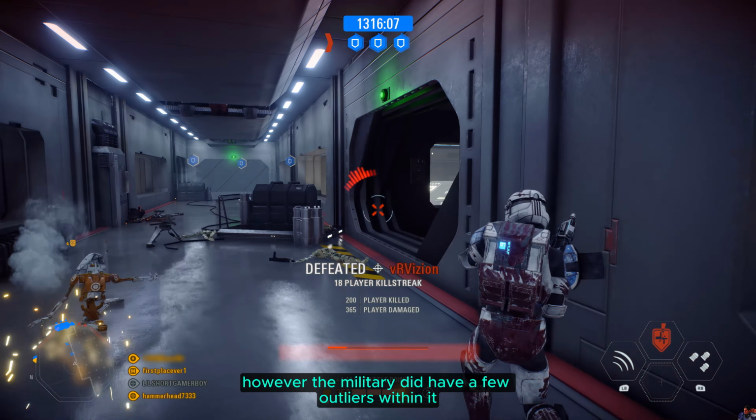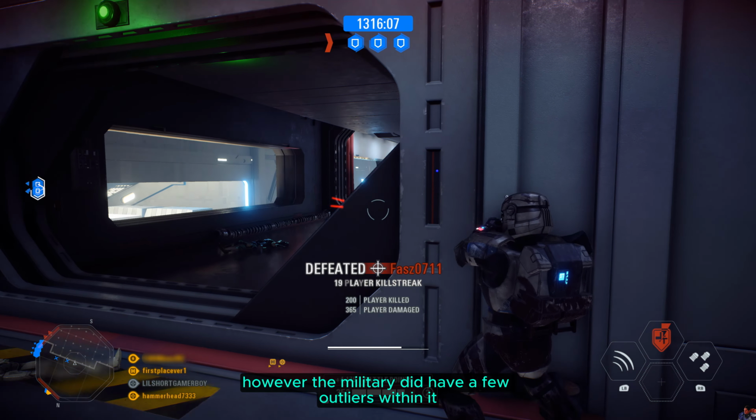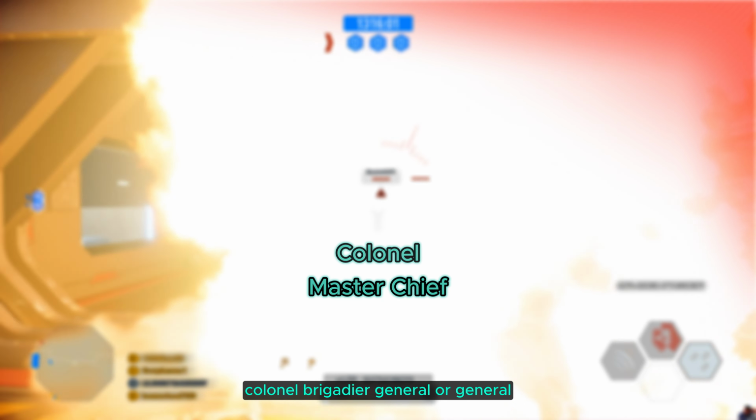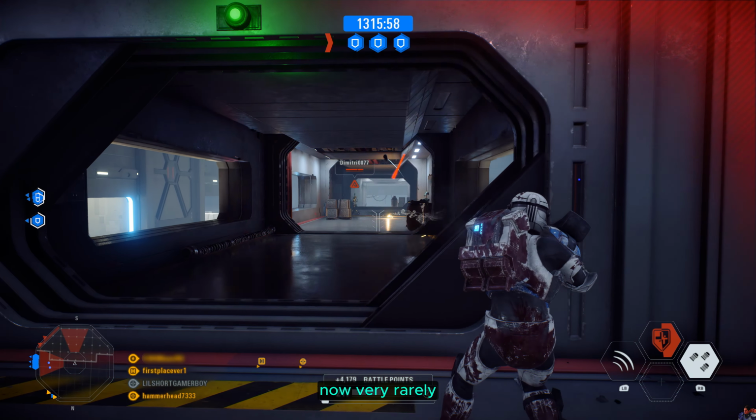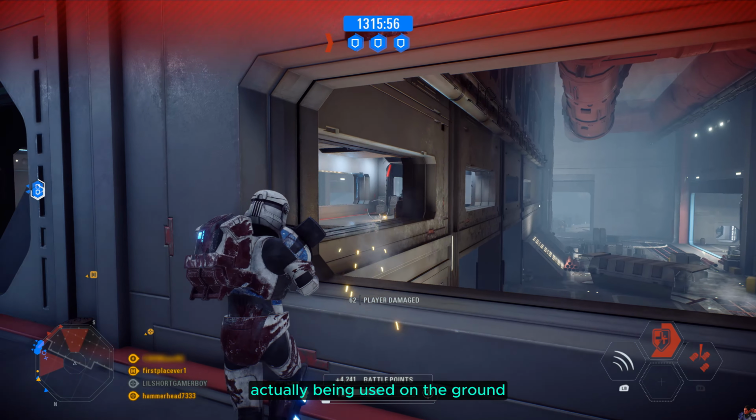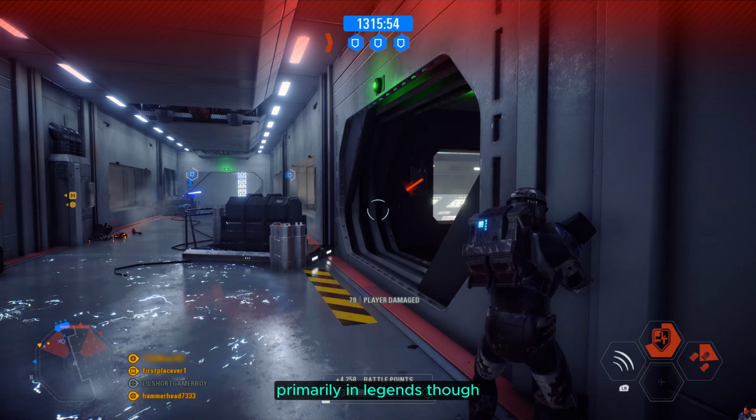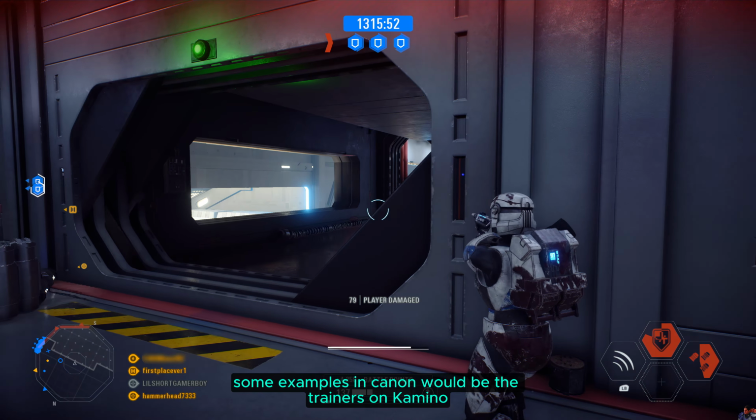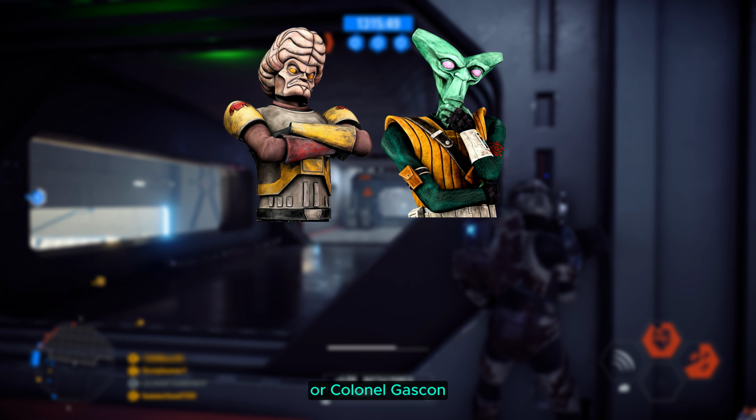However, the military did have a few outliers within it, including non-clone officers on the ground. And these typically held the rank of Master Chief, Colonel, Brigadier General, or General. Now, very rarely did we see these forces actually being used on the ground, but it did happen on occasion, primarily in Legends though. Some examples in canon would be the trainers on Kamino or Colonel Gaskin.